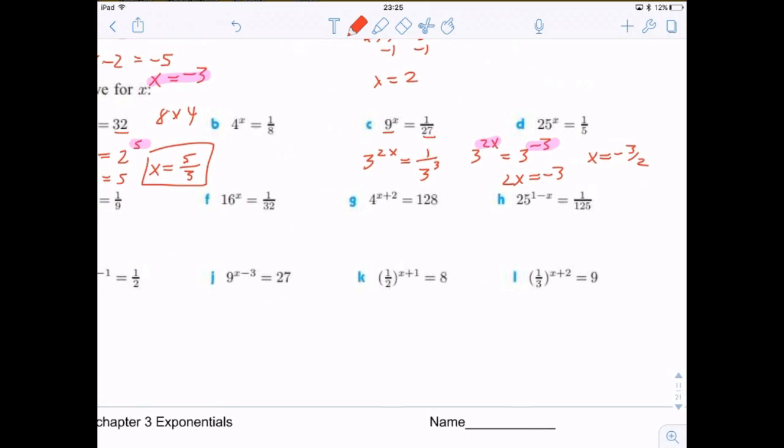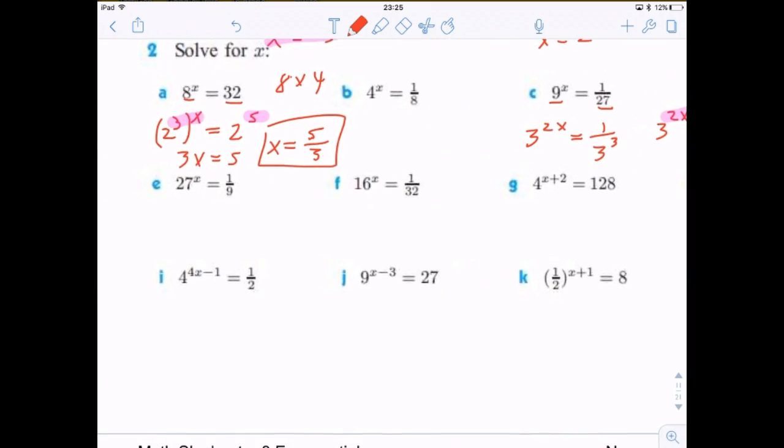Oops, I wasn't supposed to, oh yeah, I did that one. Okay. E, 27 and 9. So 27 we already figured out is 3 cubed. 9 we know is 3 squared. Let's change 3 squared to 3 to the negative 2 because 3 squared is in the denominator. So we're going to put 3 to the 3x equals 3 to the negative 2. So now we know that 3x is equal to negative 2. So x is equal to negative 2/3.